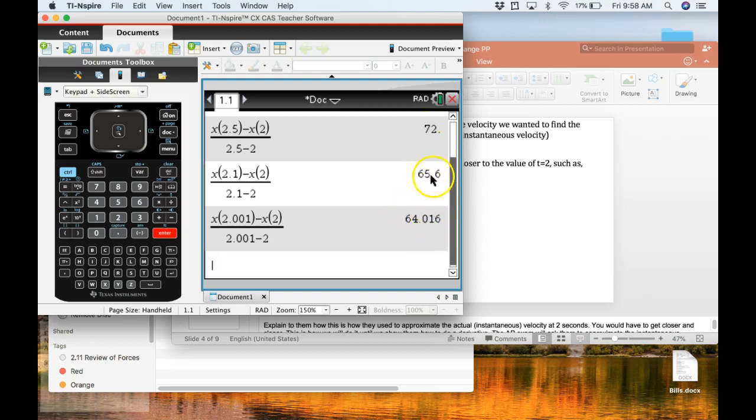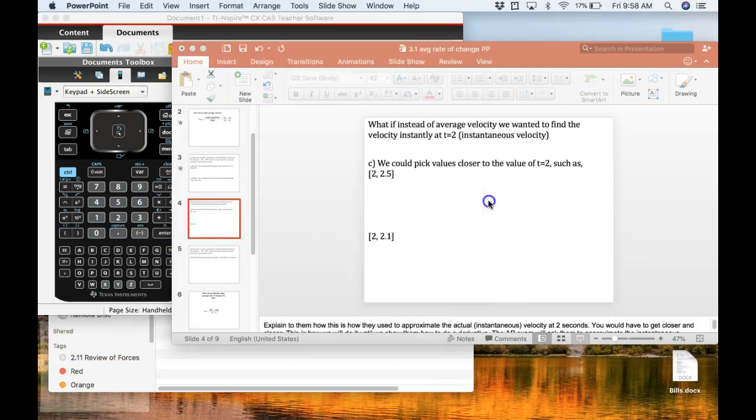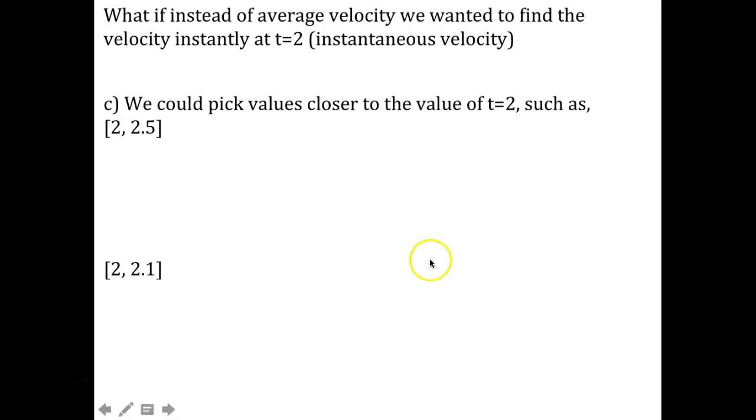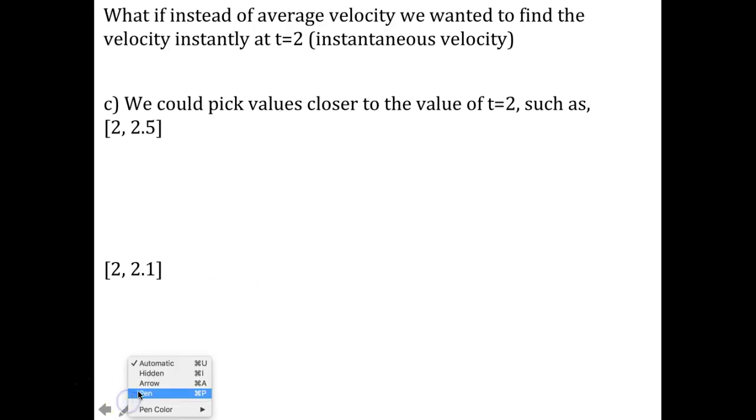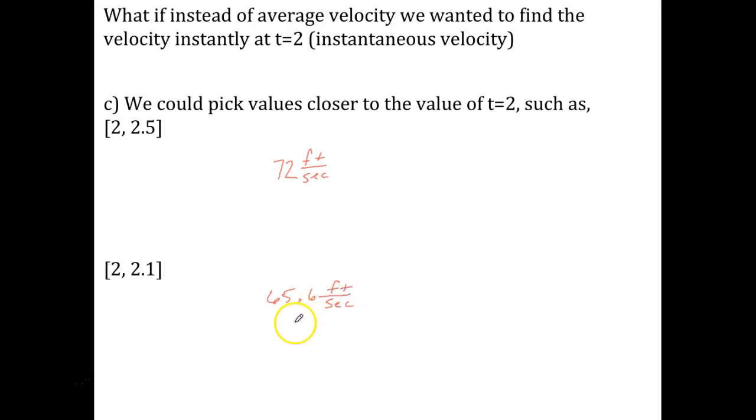Okay, I'm going to write these two answers down on the other one, 72 and 65.6. Get this to work here. It's giving me problems. Okay. So this one was 72 feet per second. The other one was 65.6, I believe is what it was, feet per second. Okay. And these are estimations for the actual velocity at 2, yeah?